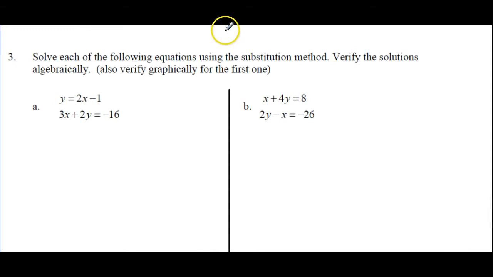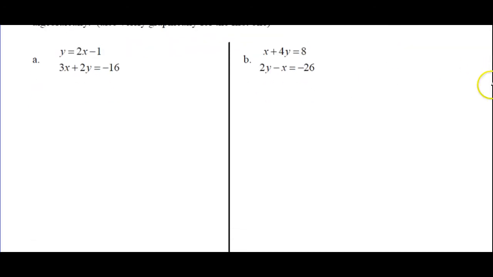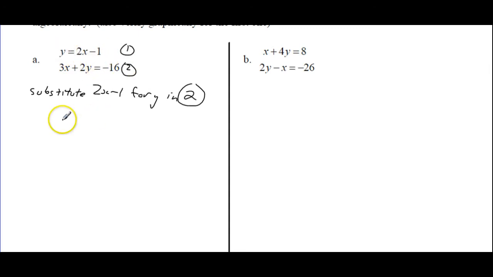Solve each of the following equations using the substitution method. Verify the solutions algebraically. Also verify graphically for the first one. Okay, so just for communication's sake, I'm going to call this 1, and I'm going to call this 2. So what we're going to do, since 1 is already solved for y, we are going to substitute 2x minus 1 for y in the second equation. I don't want to put it in here, I'll just end up with 2x minus 1 equals 2x minus 1.